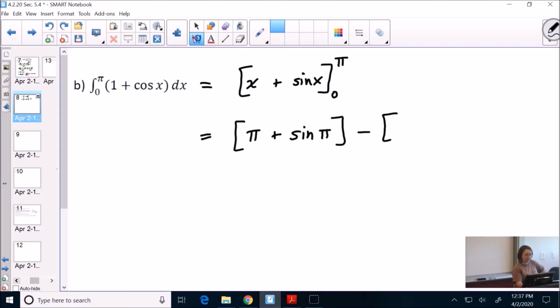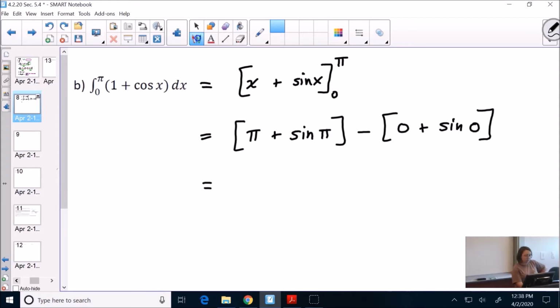Minus, we plug in 0, we get 0 plus sine of 0. 0 is your friend when it comes to limits of integration. Usually, when you plug in 0, everything is gone. However, trig functions are an exception to the rule, as well as ln, because that's a problem area. We'll talk about that in class 2.